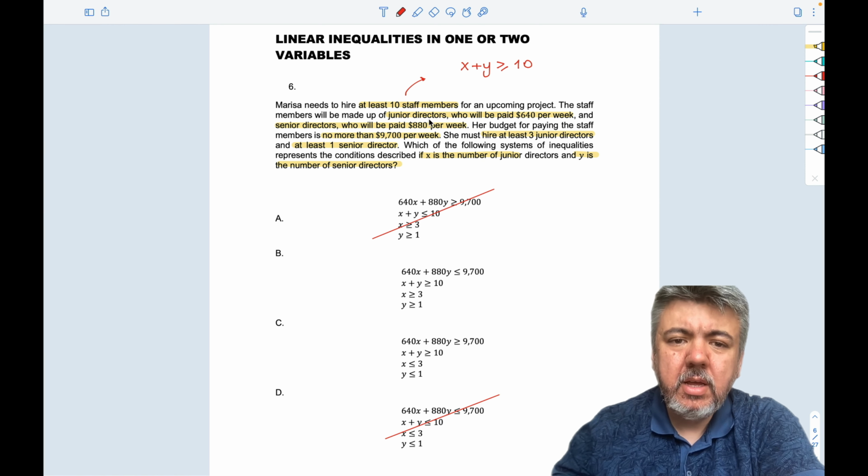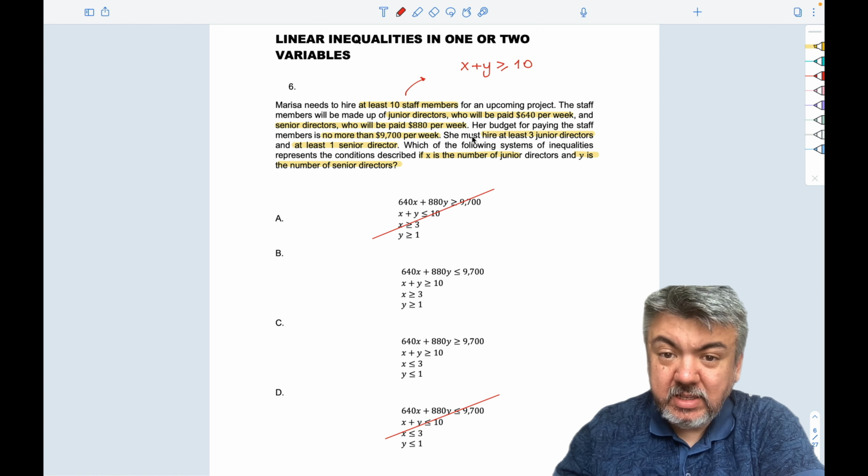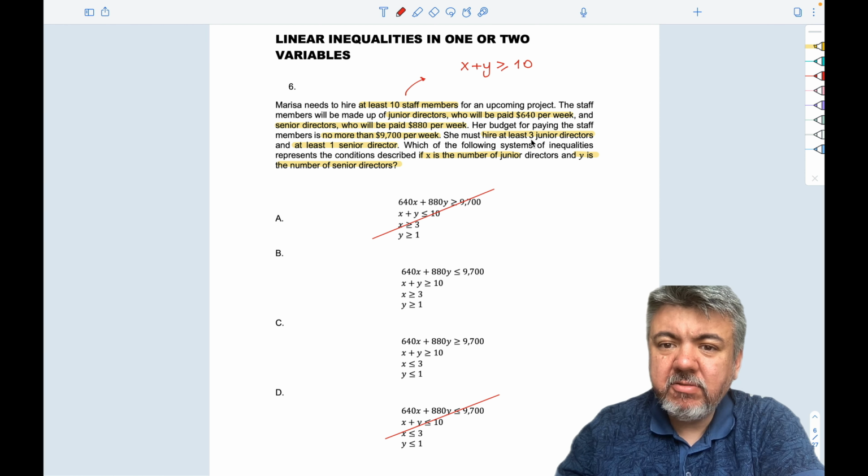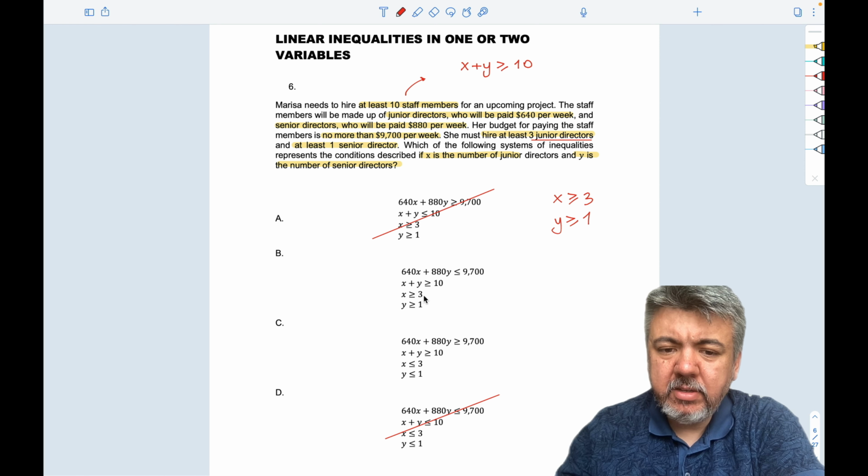Okay, cool. What does it say? She must hire at least 3 junior directors. Juniors should be greater than or equal to 3. Seniors should be greater than or equal to 1. So choice C is also gone. So the correct answer should be B.